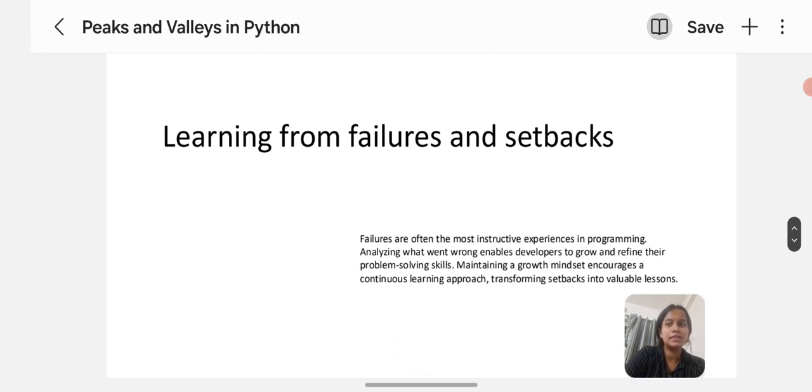Learning from failures and setbacks. Failures are often the most instructive experience in programming. Analyzing what went wrong enables developers to grow and refine their problem solving skills.